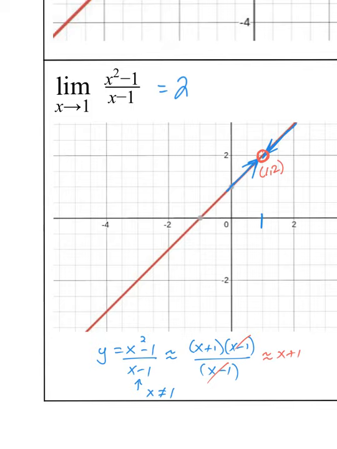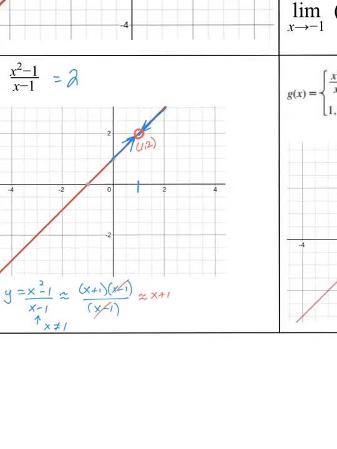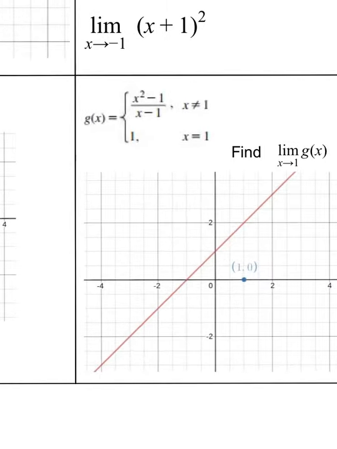But even though there's a hole there, we can see that we do have a limit, because as you are approaching x is 1, your y value is approaching 2. There's no actual point at 1, 2, but that doesn't matter in the case of a limit, because a limit is just what y value you are approaching.